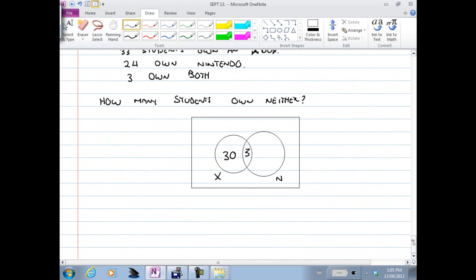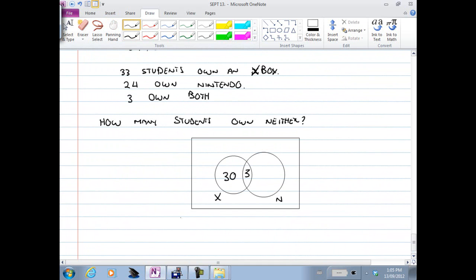And then the Nintendo-only part will be not 24 anymore, but 21. There's a number on the outside, which I don't know yet. If I add every single one of these numbers together, it has to add up to my magic number. So I go 30 plus 3 plus 21 plus some unknown number. If I add everything together, it must equal my universal number, which is 57. So therefore, the answer is 3. 3 people own neither. This is how we use Venn diagrams to help us solve questions.